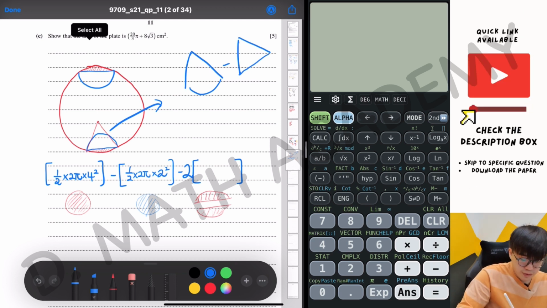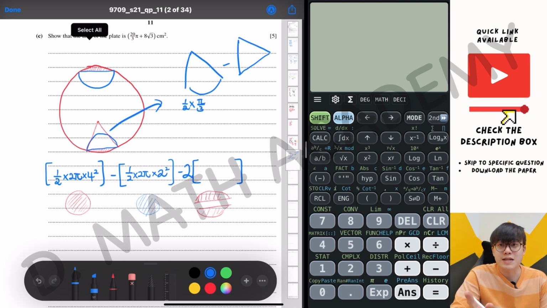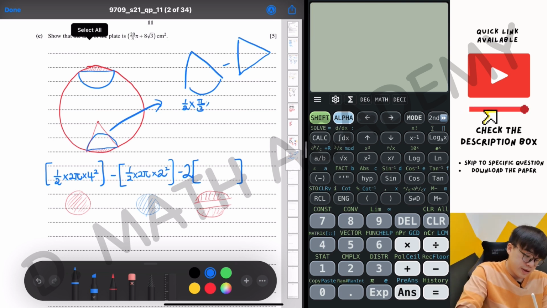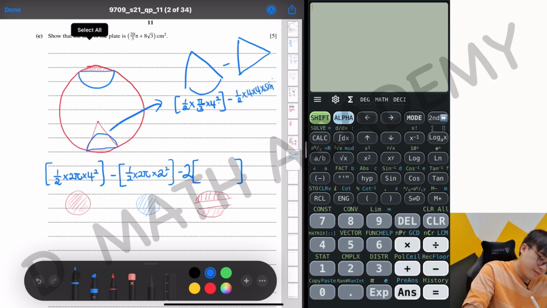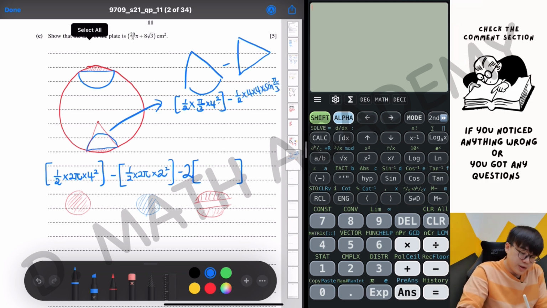Okay, the triangle is the red one that I drew there. So first of all, it is actually 1 over 2 times pi over 3. This is what we identified earlier, the 60 degrees there. And then multiply with 4 centimeters squared. Okay, with this, you minus it off with half AB sine C. Half times 4 times 4 times sine pi over 3.